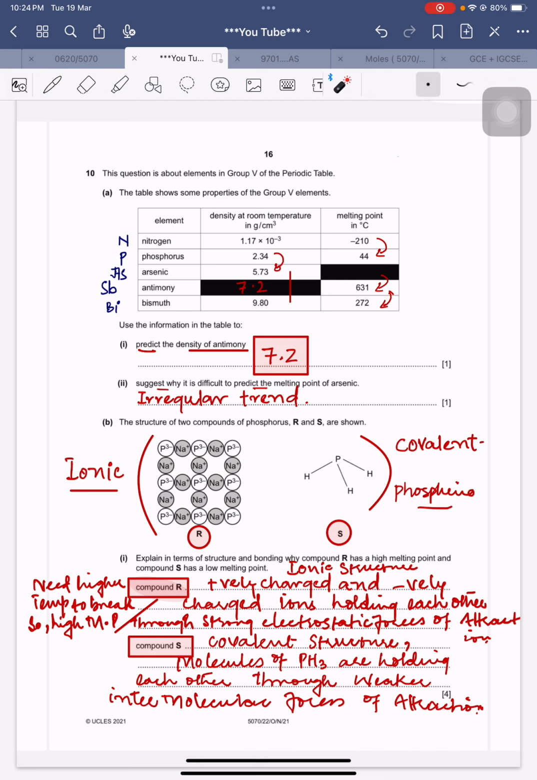So we are saying that molecules of PH3 are holding each other through weaker intermolecular forces of attraction. Molecules are formed through covalent bonding, whereas one molecule and another molecule are holding each other through weaker intermolecular forces. That's why we can say that they have low melting points.